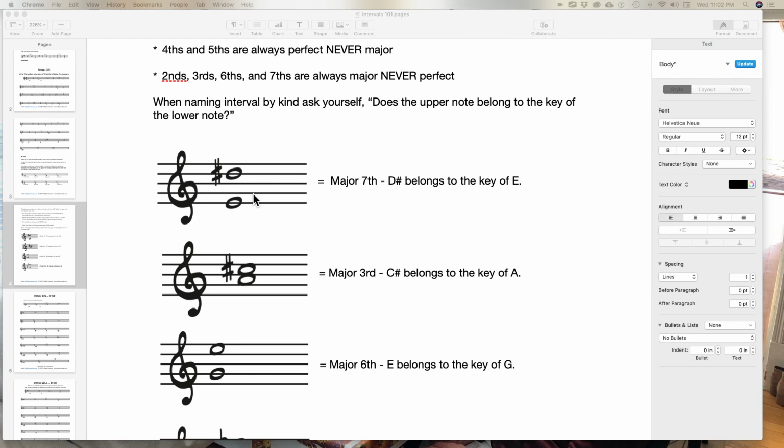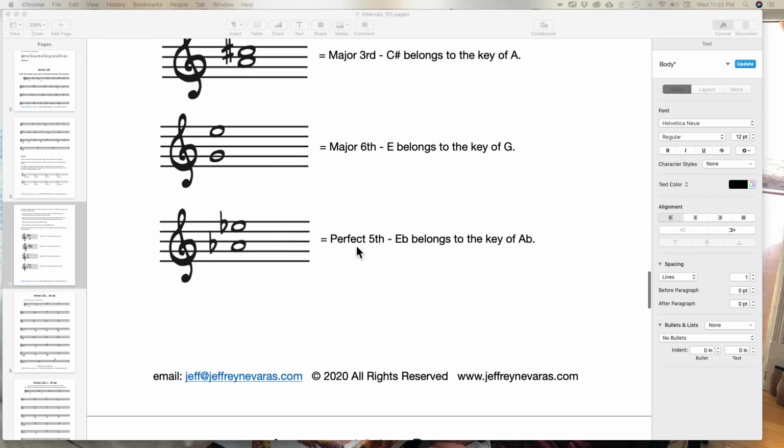In the key of E, there's a D sharp. So we count E, F, G, A, B, C, D. So that's 7 notes because we include where we start and where we end. And D sharp does belong to the key of E, so it's a major 7th. A to C sharp is a major 3rd because C sharp belongs to the key of A. A flat to E flat is a perfect 5th because E flat belongs to the key of A flat.